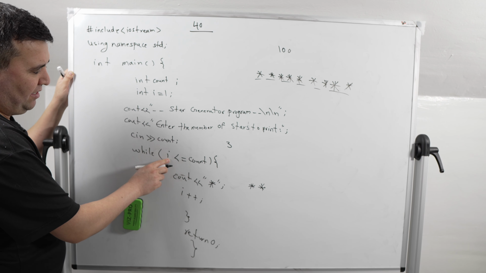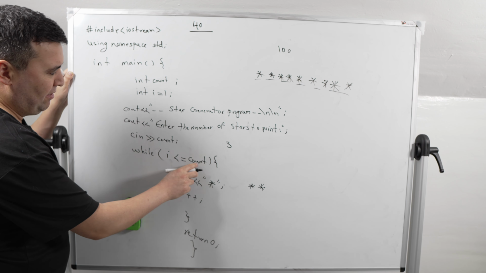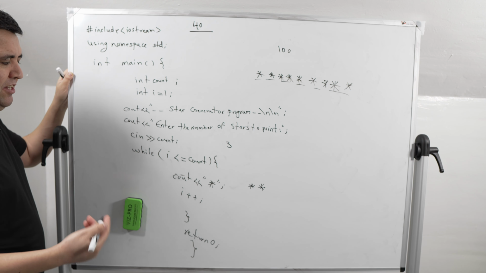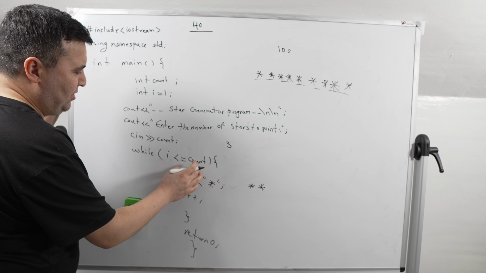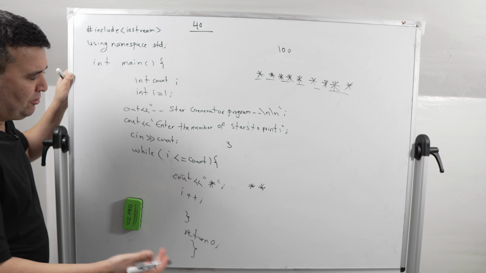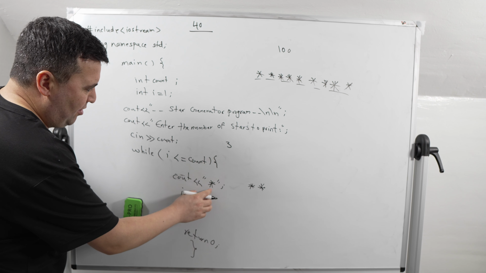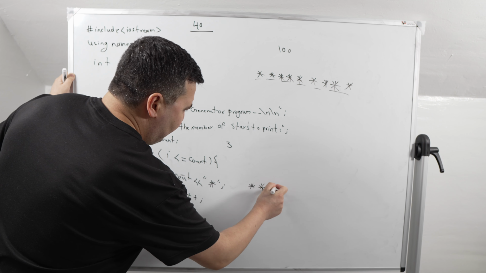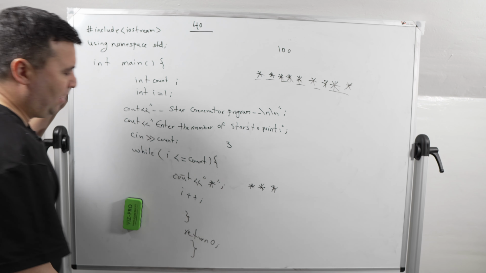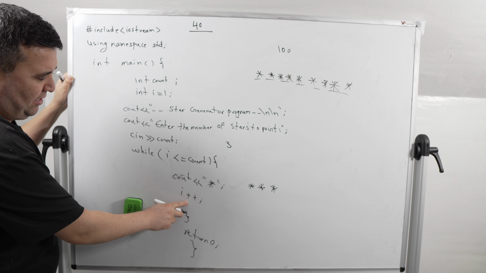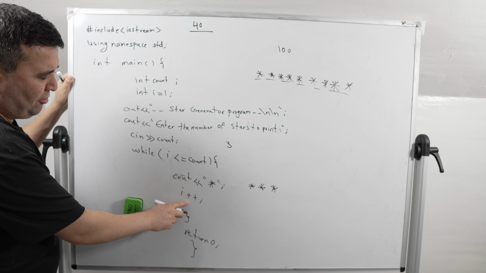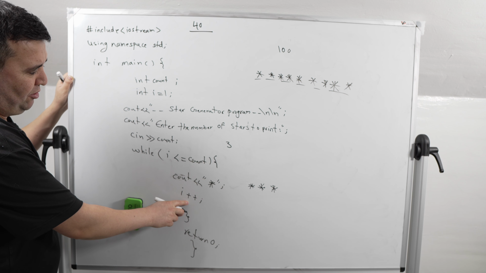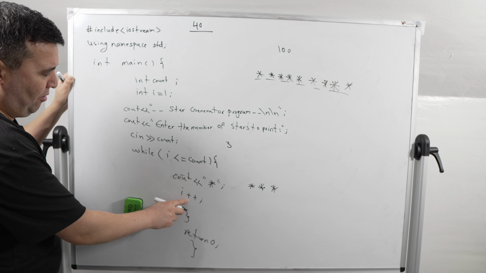Now I is 3. Is 3 less than or equal to count? Is 3 less than or equal to 3? Yes, 3 is equal to 3. So the condition becomes true. Now we again print the star. And then I++, the value of I increments by 1. So it was 3, now it becomes 4.